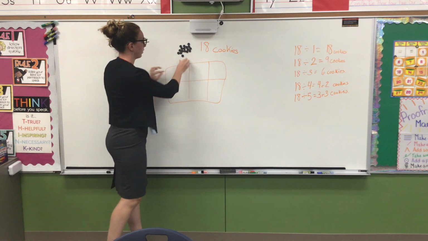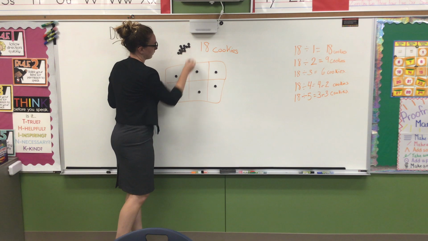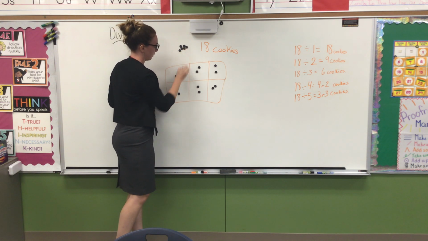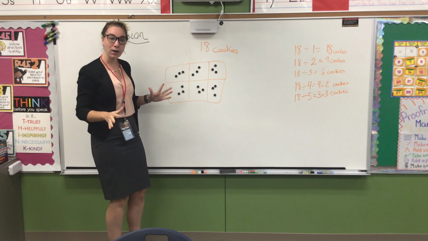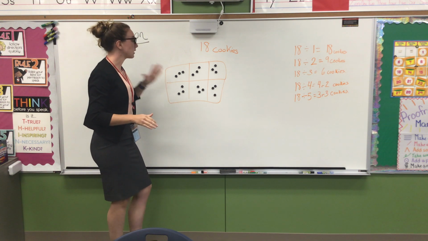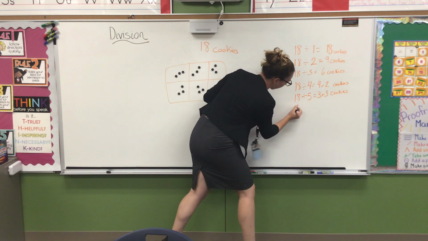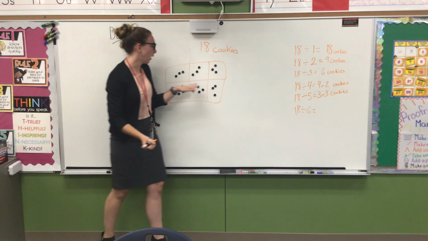We got 1, 2, 3, 4, 5, 6. 1, 2, 3, 4, 5, 6. 1, 2, 3, 4, 5, 6. It worked. 18 divided by 6 definitely worked. We can count and figure out what the answers are, but right away I want to write my 18 divided by 6 equals, what does it equal? How many are in each group?